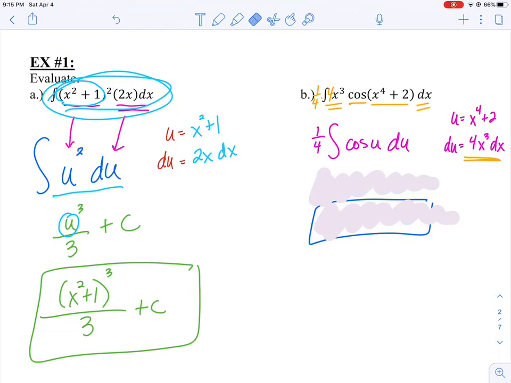So now I have an integral with all of the pieces substituted in. I needed that extra 4, but that's okay. I balanced it out with my 1/4. So I have all the pieces that I need, no extra. Everything's good to go with one variable now.